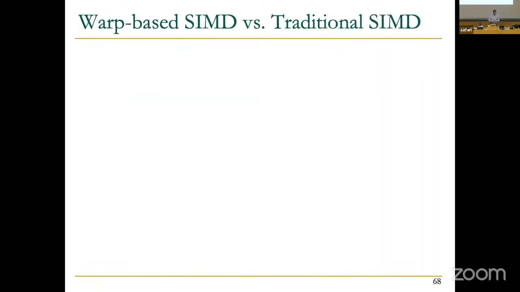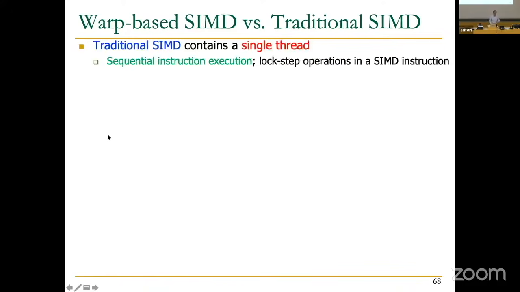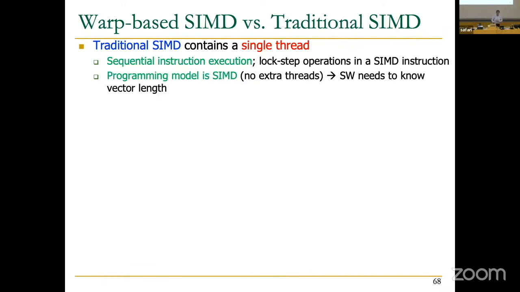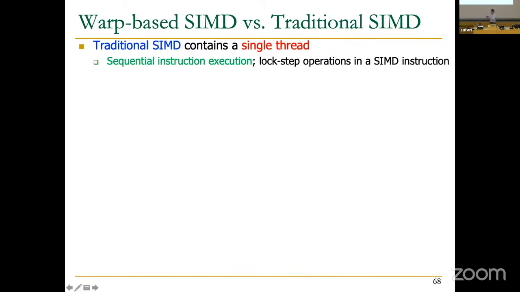Okay, so without going into further detail and complicated things, let's talk about the advantages and disadvantages of warp-based SIMD versus traditional SIMD again. And then I'm going to show you a particular advantage that we cannot get with traditional SIMD. Traditional SIMD really contains a single thread, right? This is really sequential instruction execution in the end. You have lockstep operations and SIMD instructions. We've discussed this. The programming model is SIMD. When you do a vector load, you need to finish every single element of that vector load before you can move to the next instruction.